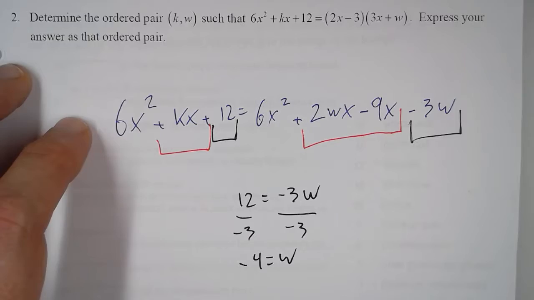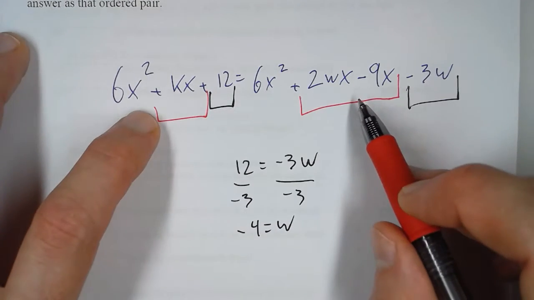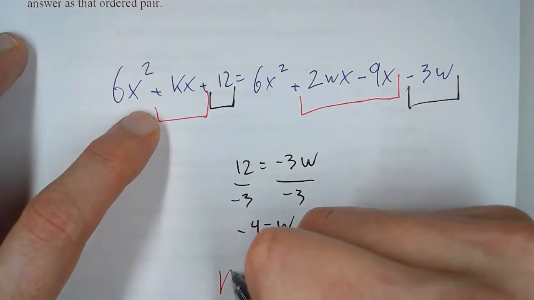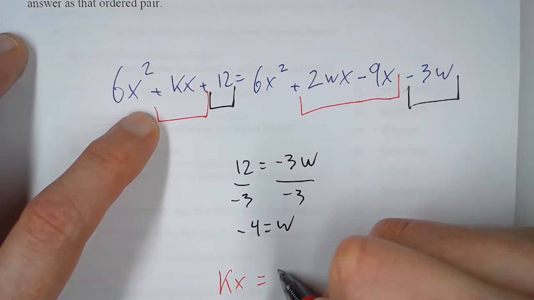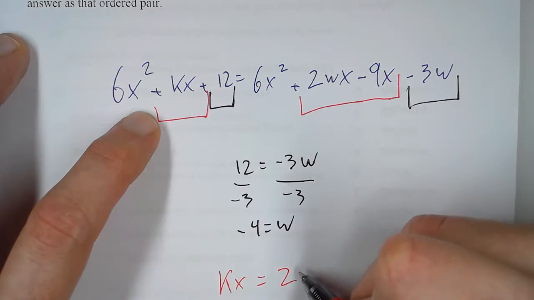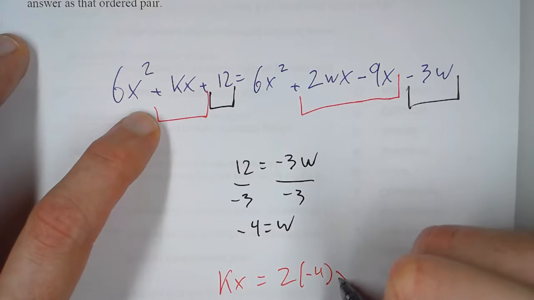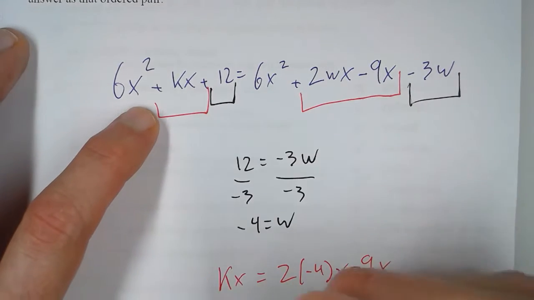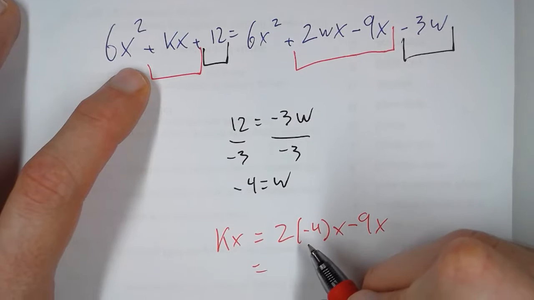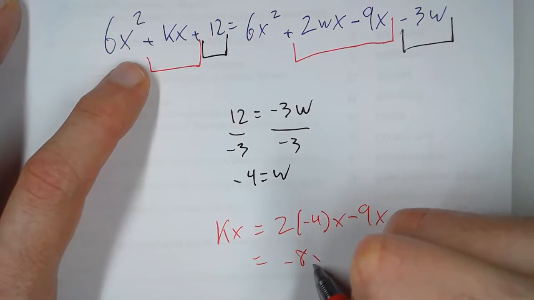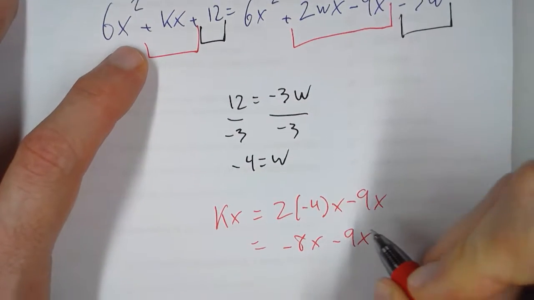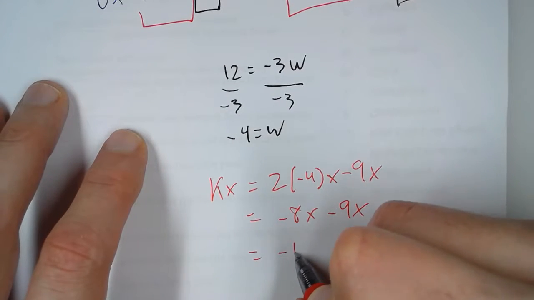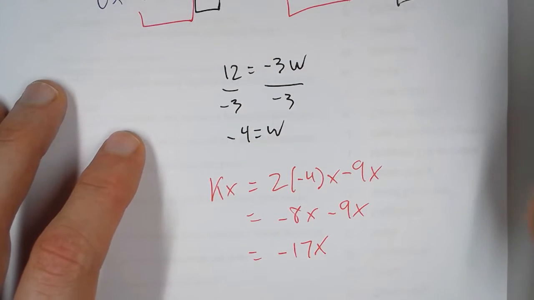Now, that's important because we know kx equals 2wx minus 9x, but in place of w, we can put negative 4. So this is going to be negative 8x minus 9x. Those combine to become negative 17x.